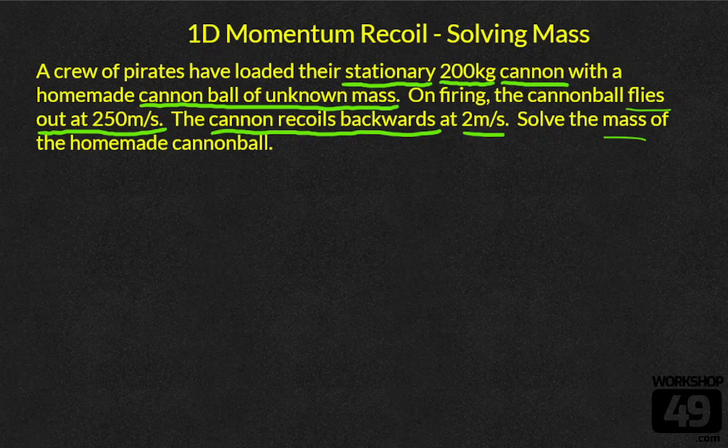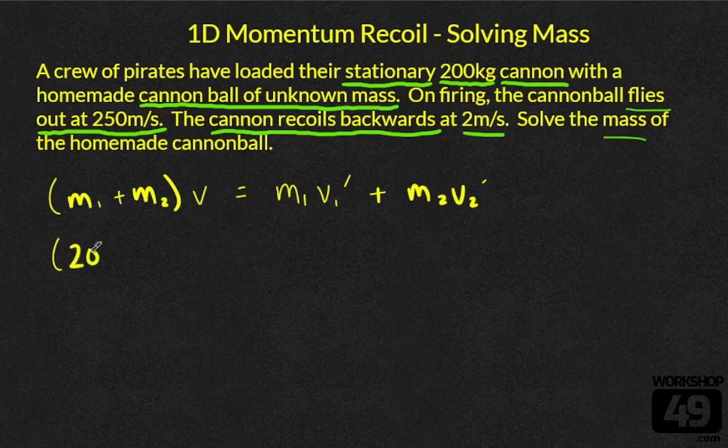We have all of the information that we need. Let's go ahead and get this into our equation. The equation for recoil, just the one we just used, is (m1 + m2)v. Remember, in a recoil question, both of the objects start as one big combined object. Then they separate after some event, in this case, a cannonball being fired, and becomes m1v1 prime plus m2v2 prime. We'll go ahead and fill it in. Mass 1 can be our cannon. So our cannon is 200 kilograms plus m2, which we do not know, the mass of our cannonball.